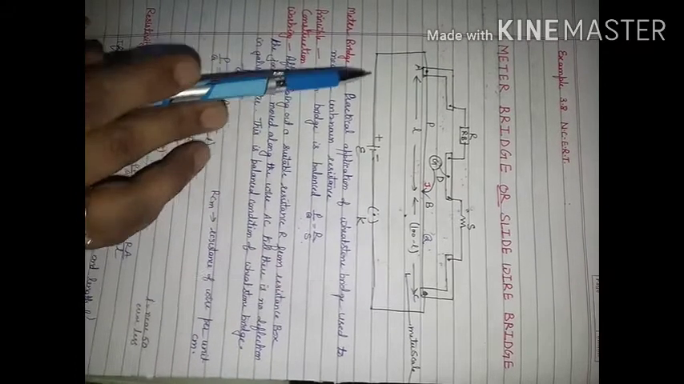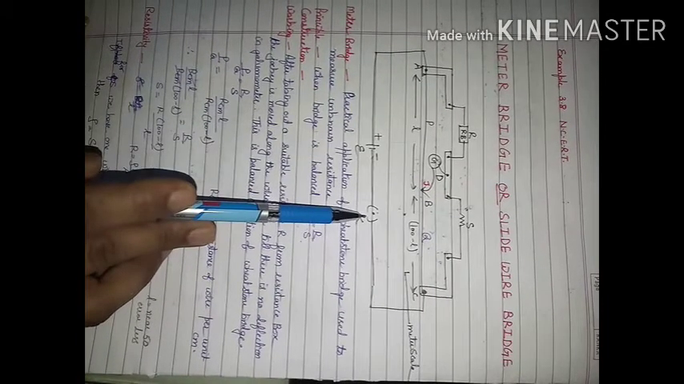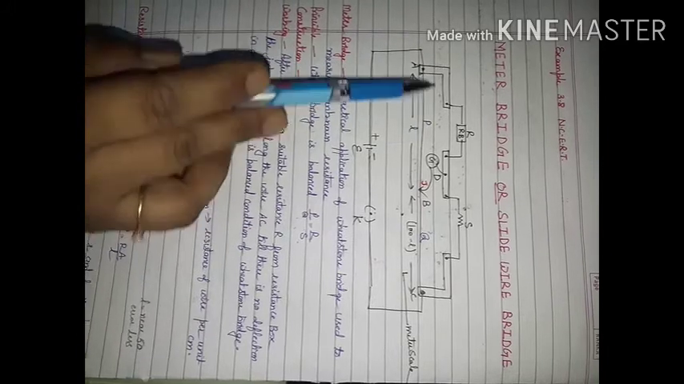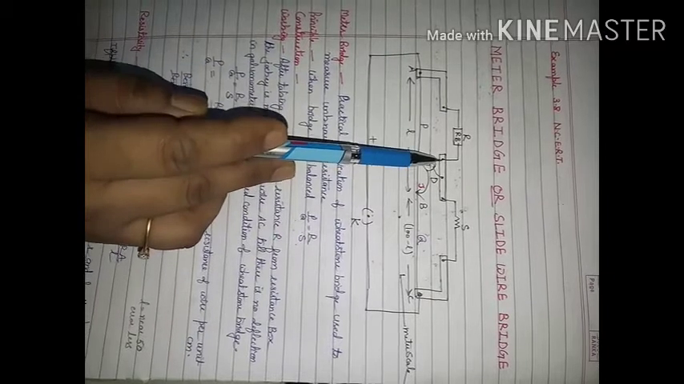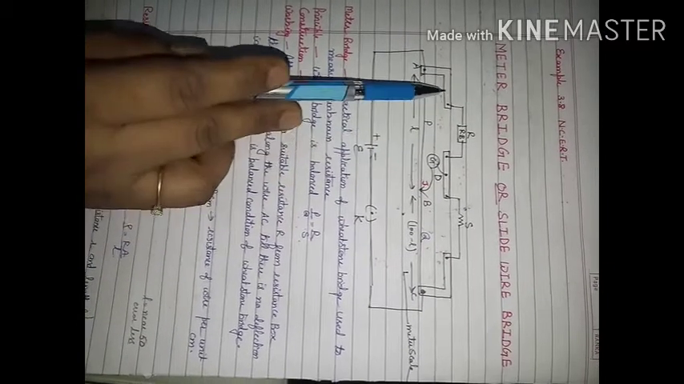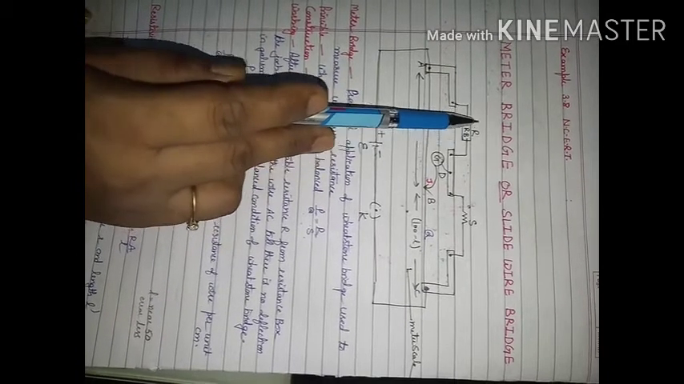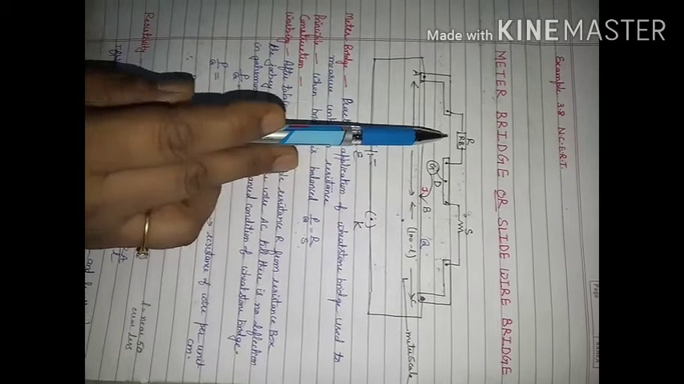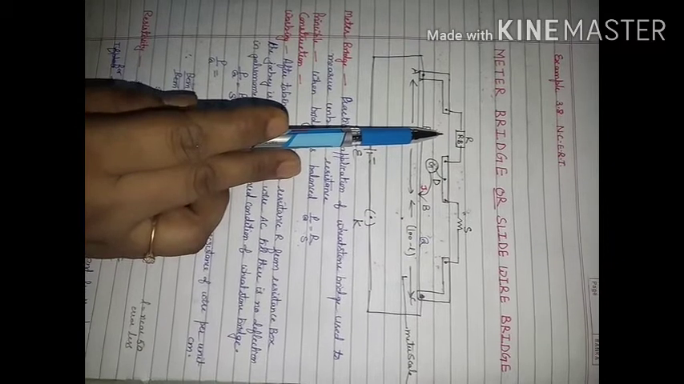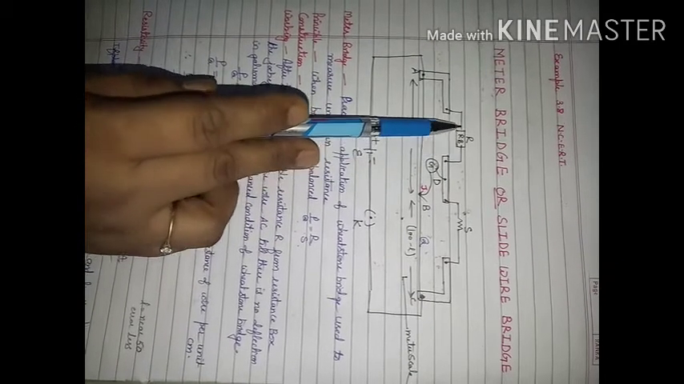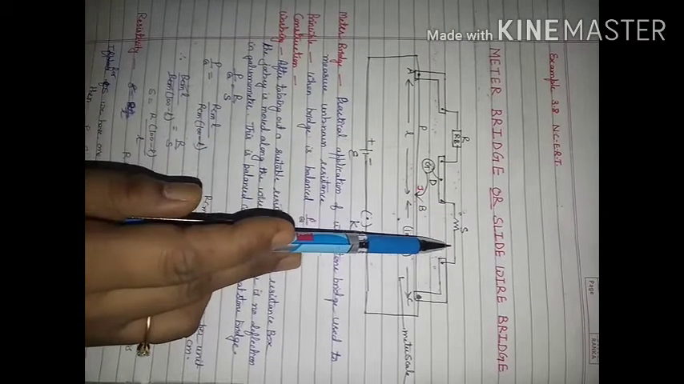Then between A and C, we are going to connect a battery with the help of a key. These are copper strips with very little resistance, and this is also a copper strip. Between these two copper strips, there will be a gap. Across this gap, we are going to connect a resistance box, from which we can apply resistance of our choice. So we can change the value of R by using this resistance box. This is the unknown resistance whose value we want to find out.